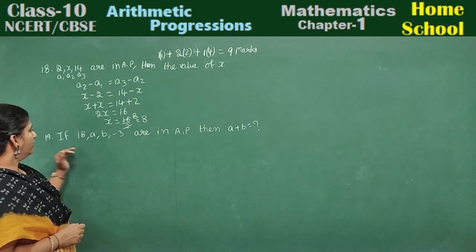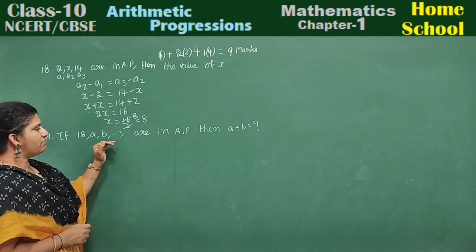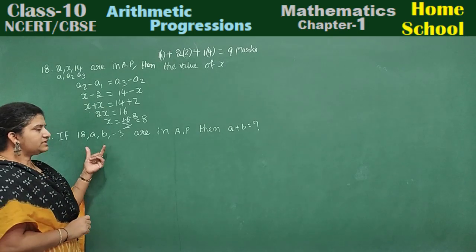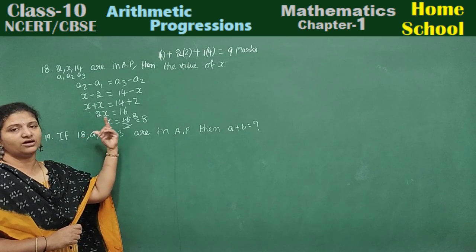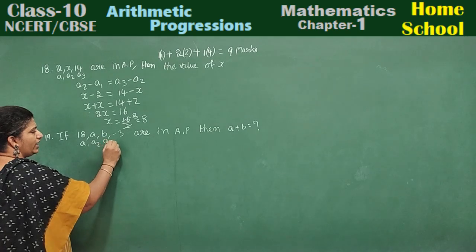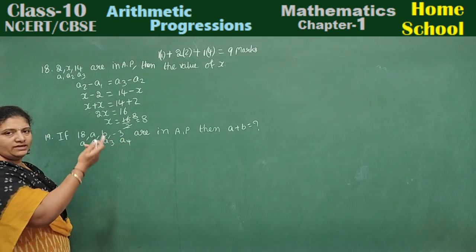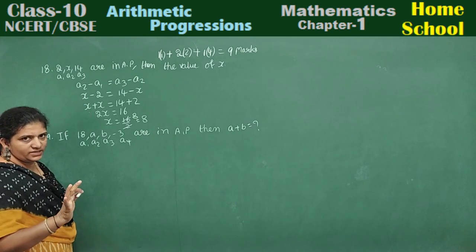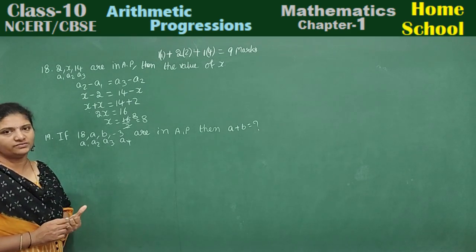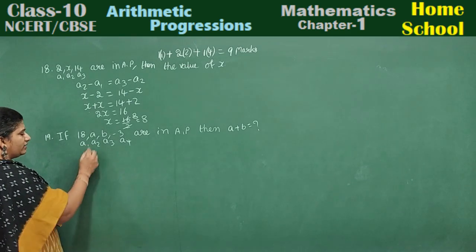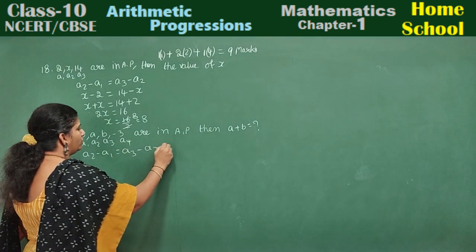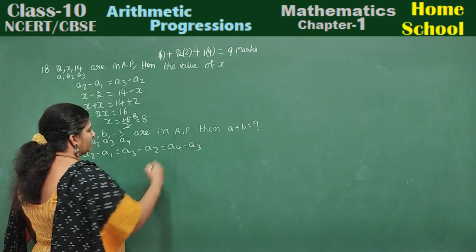Next question: if 18, a, b, minus 3 are in AP, then a plus b is equal to question mark. This problem will be a little lengthy and this is a question from your previous question paper. In the same manner, A1, A2, A3, A4. The difference between these terms is constant. When there are three terms, you equate only two pairs. Here there are four terms, so how can we equate? Let me write here: A2 minus A1 is equal to A3 minus A2 is equal to A4 minus A3.